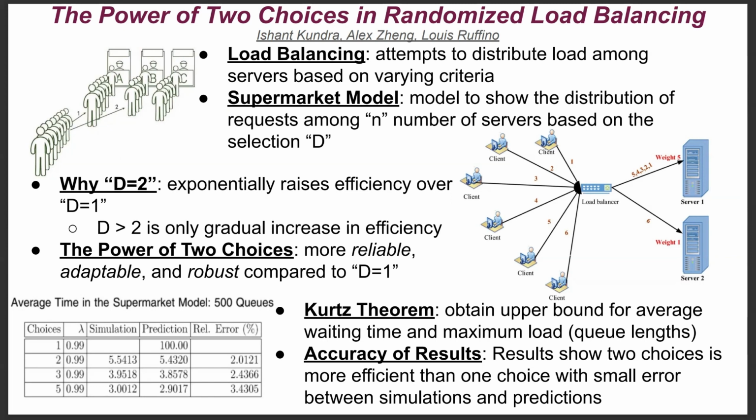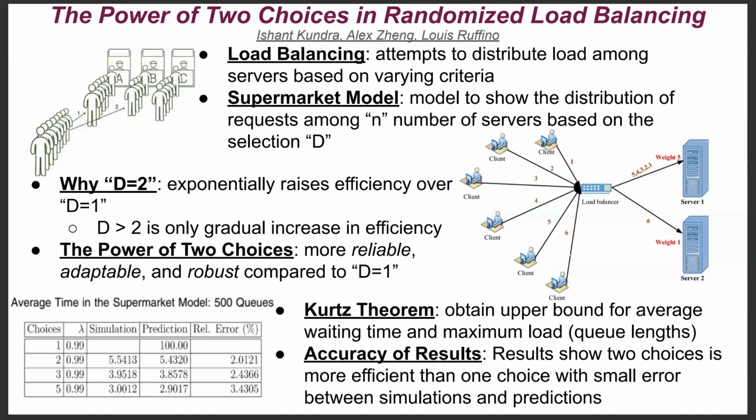In the supermarket model, there are n number of servers and d number of randomly selected servers to choose, where d is less than or equal to n. Whichever d server has the least load is chosen for the user. The power of two choices can be boiled down to the idea that when d equals 2, in other words, when there are two choices, that there is an exponential increase in efficiency over d equals 1.